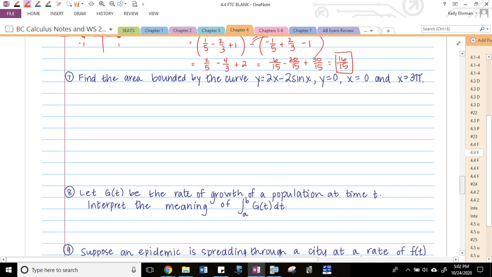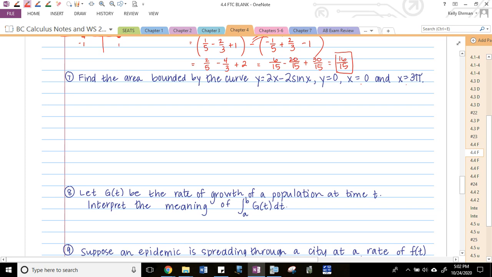Okay, find the area bounded by the curve y equals 2x minus 2 sine x, y equals 0, x equals 0, and x equals 3 pi. So let's do this one without a calculator. I'm not going to graph because, let's see, why don't I want to graph? Because 2x minus 2 sine x, we're on the interval 0 to 3 pi.